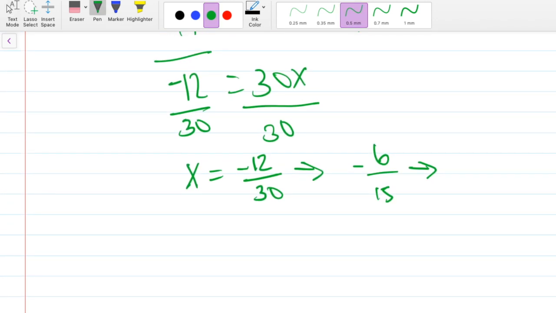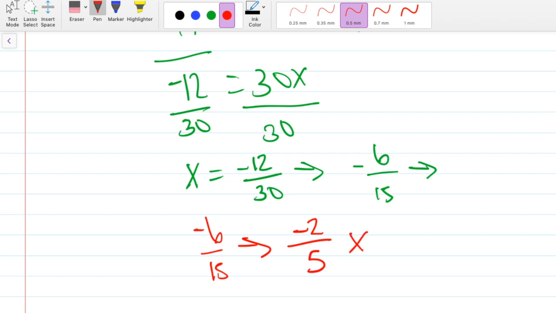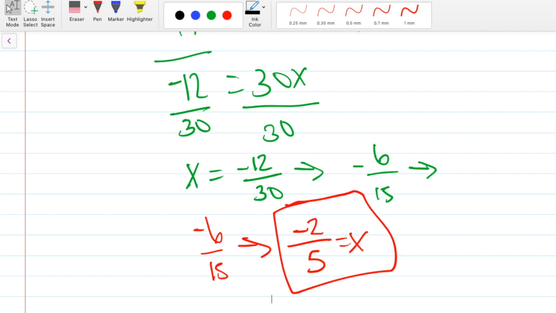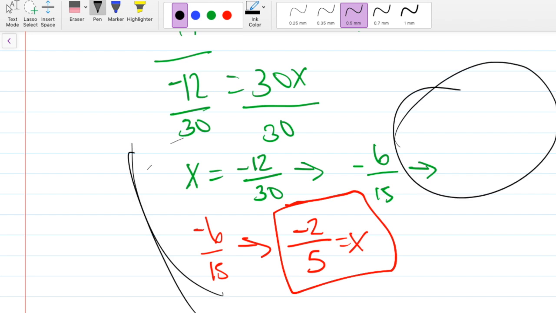I'm just going to do it down here. So negative 6 over 15 is negative 2 over 5. And that is what x equals. So forgive me for all the lasso select mistakes. But now you know the answer is this right here and how to solve it.